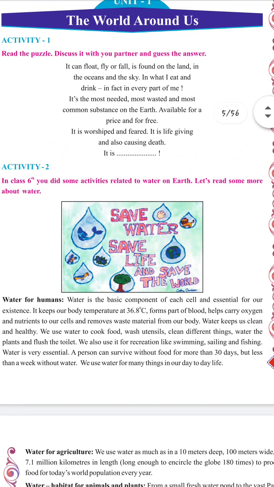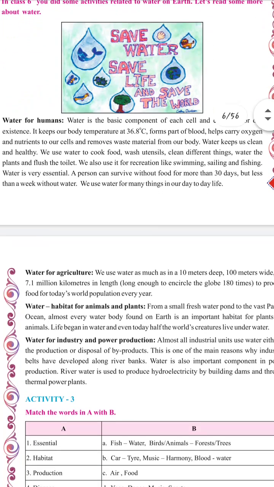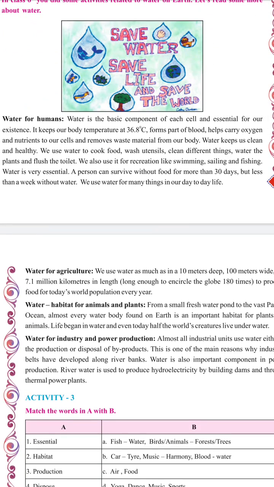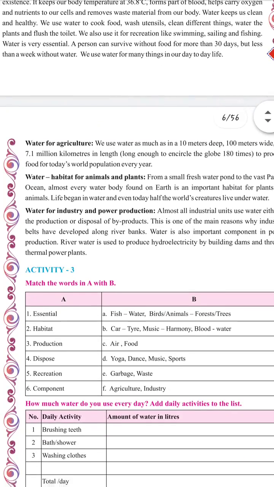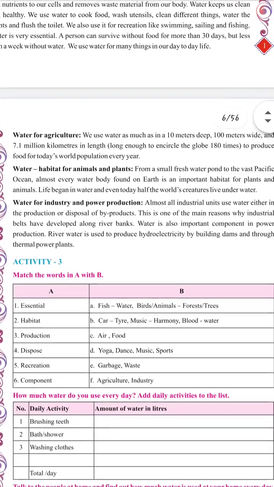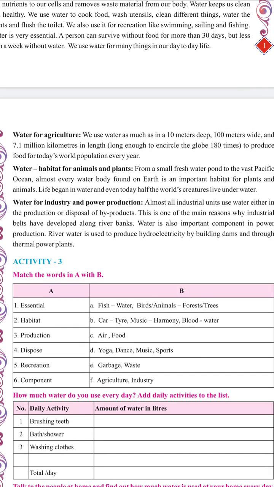The puzzle has also been given to you. I hope that you have guessed the answer to the puzzle. So write it down in the space provided here. For today's work, I will give you homework based on activity number 3. Activity number 3 is matching. We have some words given in column A and some words given in column B.